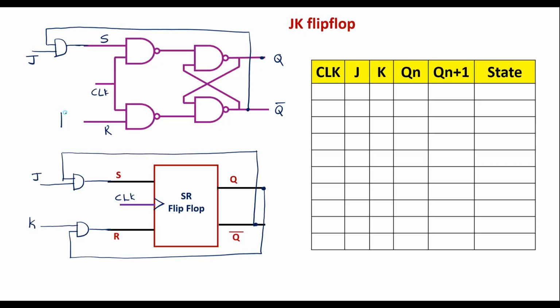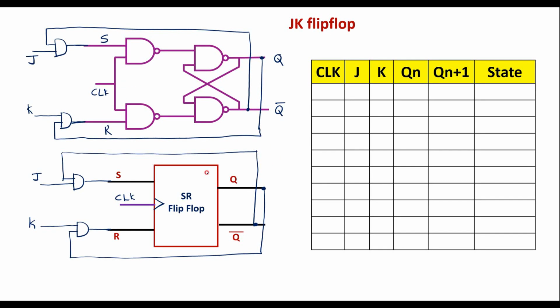Let me use one more AND gate here. One of the inputs for this is from Q. Another input for this AND gate is K. The output of this AND gate is connected to the R input. So this is the complete circuit diagram of the positive edge triggered JK flip-flop.